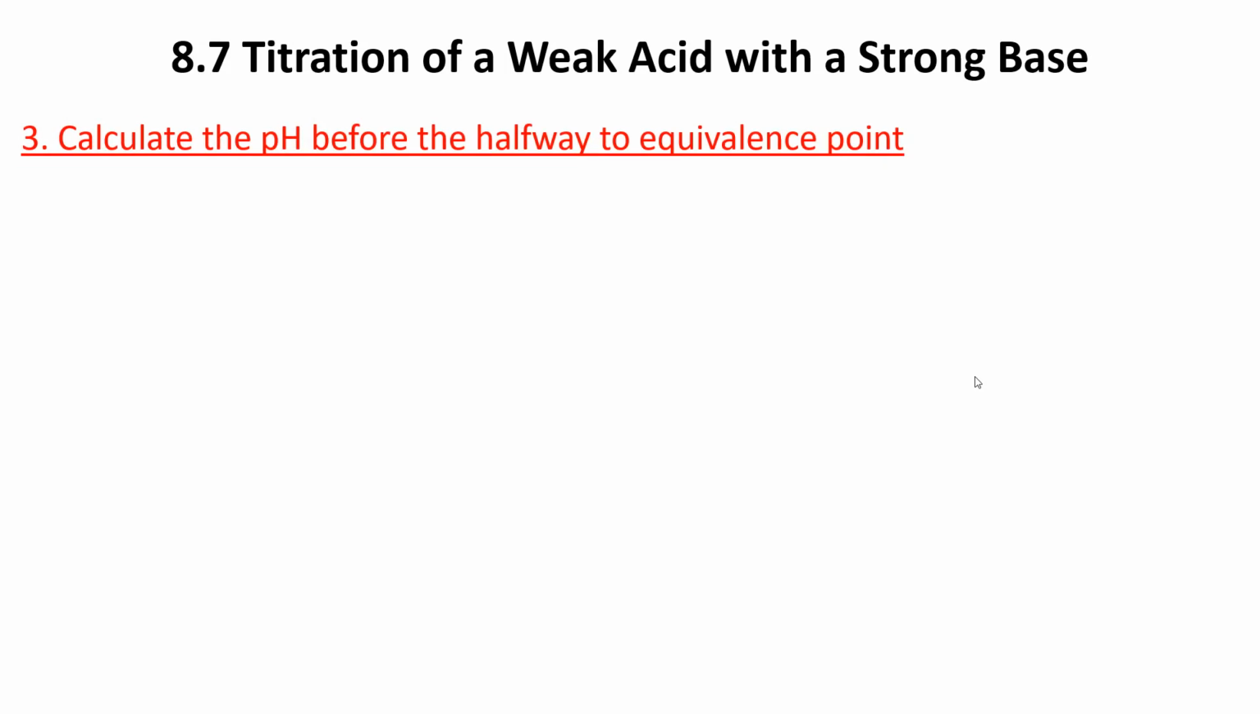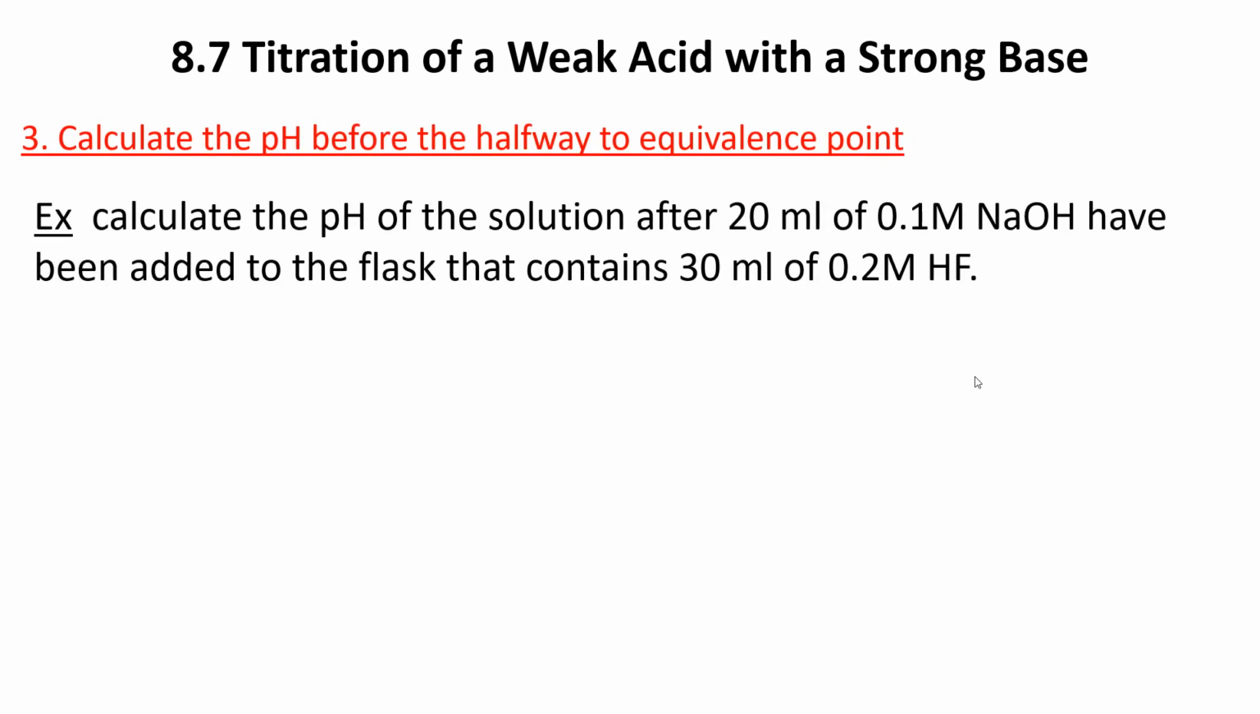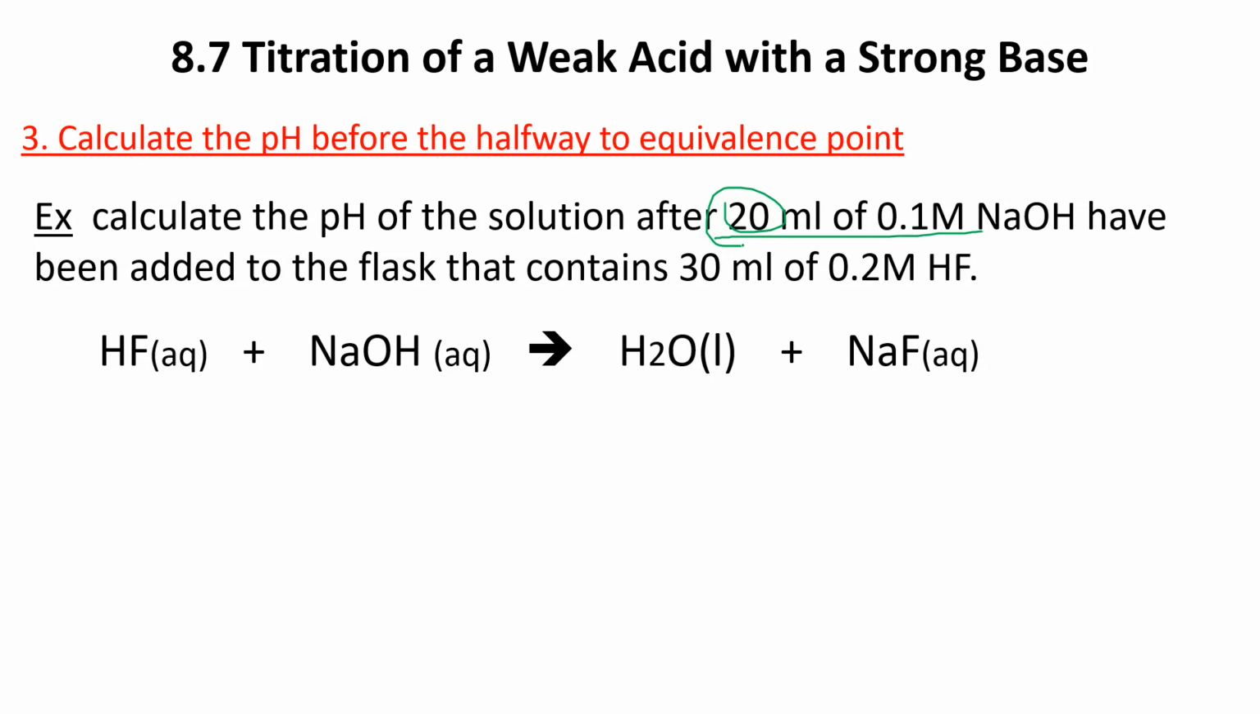Next thing we're going to do here is calculate the pH just before halfway to the equivalence point. So here's what we're going to do. We're going to calculate it after we've added 20 mL of base. Now remember, it takes 60 to neutralize this. We're just saying, well, what's the pH of the solution after we've added in 20? So here's our balanced equation.